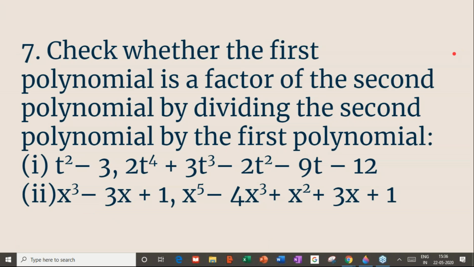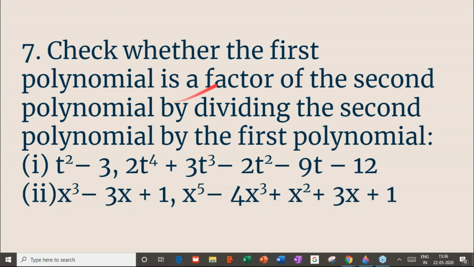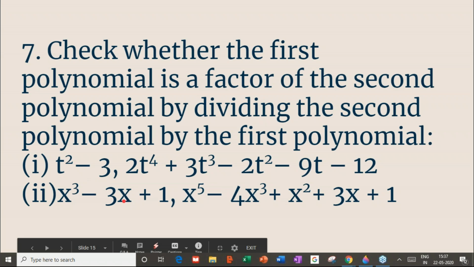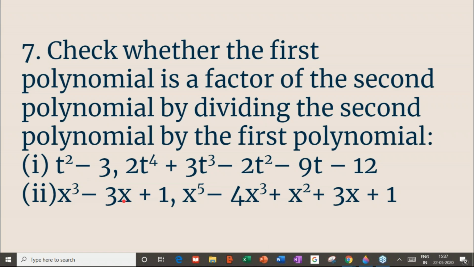Check whether the first polynomial is a factor of the second polynomial by dividing the second polynomial by the first polynomial. Just confusing words. Easy. What they are just asking is whether this first term is a factor of the second term. How do you find out? You divide the second term by the first. That's all. So P of x is the second one, and g of x is the first term. How do you check it's a factor? The remainder should be 0.